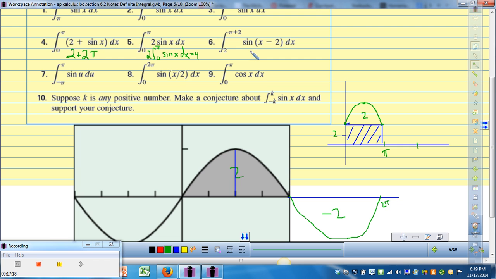All right, now let's look at number 6. If we think about this, in number 6 we have the integral from 2 to pi plus 2 of sine of x minus 2. Well, sine of x minus 2 shifts the sine curve to the right 2 units. So the original point is here at the origin, and that moves over 2 units to here. And this point right here that was at pi moves over 2 units, so that is now at pi plus 2.